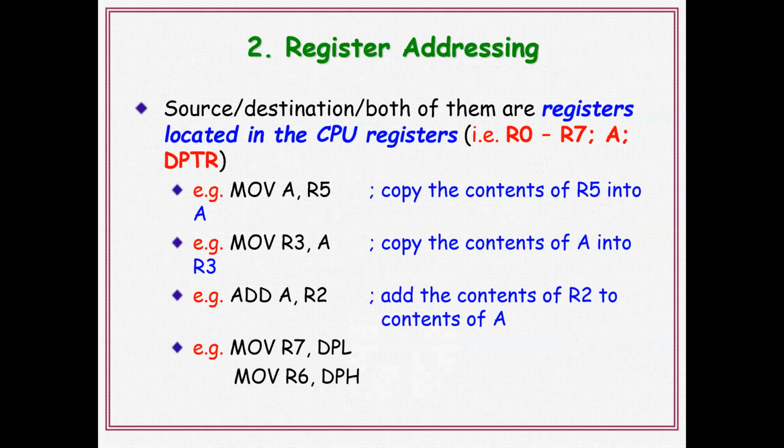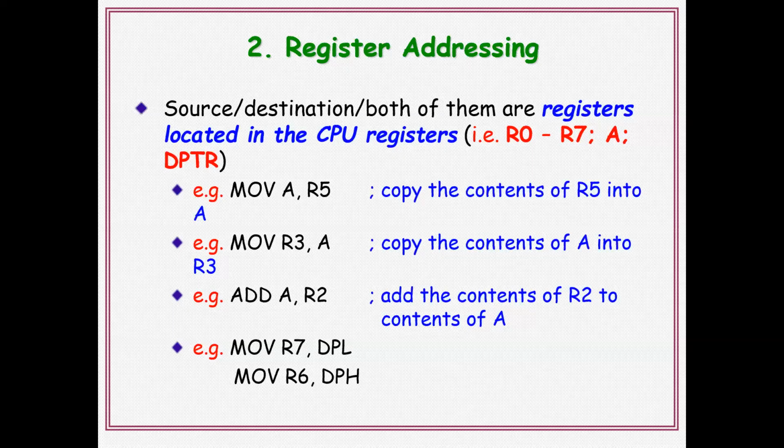The second addressing mode is called register addressing mode. In this addressing mode, the source or destination or both of them are registers located in the CPU, that is R0 to R7, the A register, and DPTR. For example, MOV A, R5. The content of R5 is copied into the accumulator register. Here both operands are registers, so it is register addressing mode. Second example, MOV R3, A.